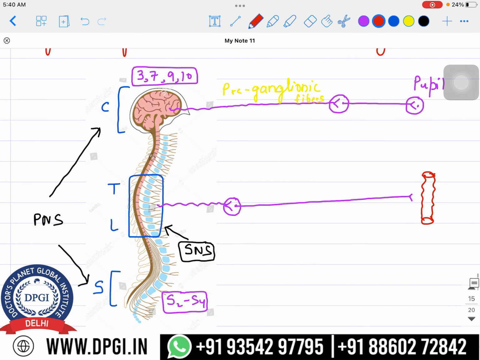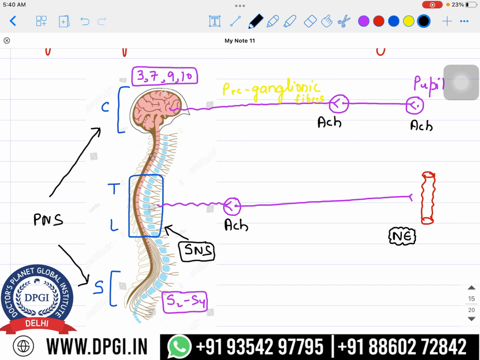Now we should know about the neurotransmitters as well. For the preganglionic fibers, which end in the ganglion, the neurotransmitter is the same in both systems, parasympathetic and sympathetic, that is acetylcholine. I am writing ACH; that's how we denote acetylcholine. For the postganglionic fibers, in the parasympathetic nervous system it is again acetylcholine, but in the sympathetic nervous system it is different this time, norepinephrine. That is the basic difference you need to know.